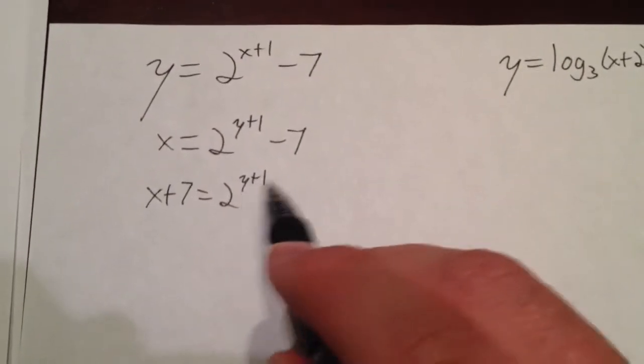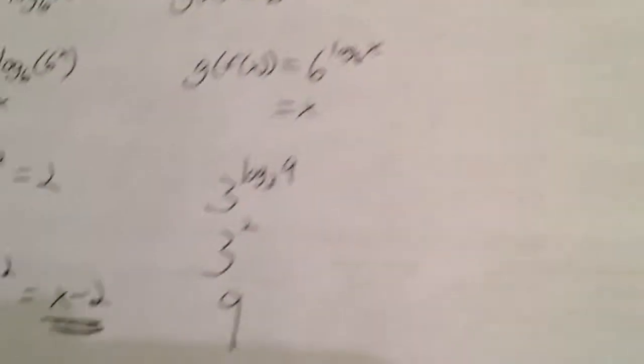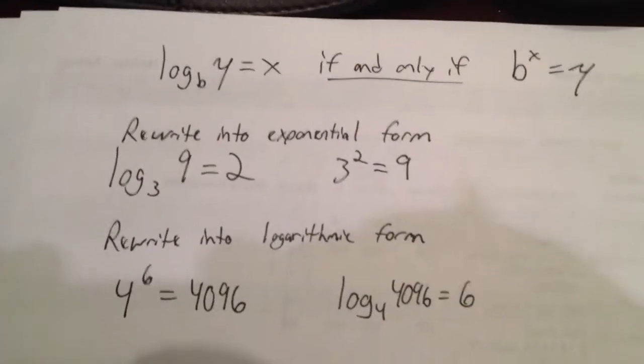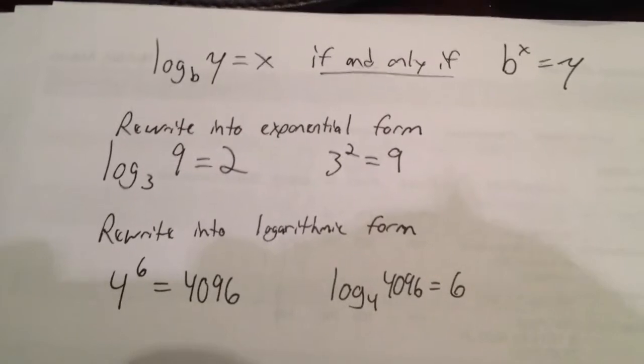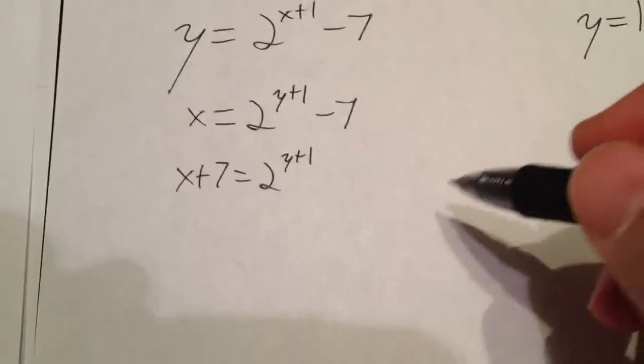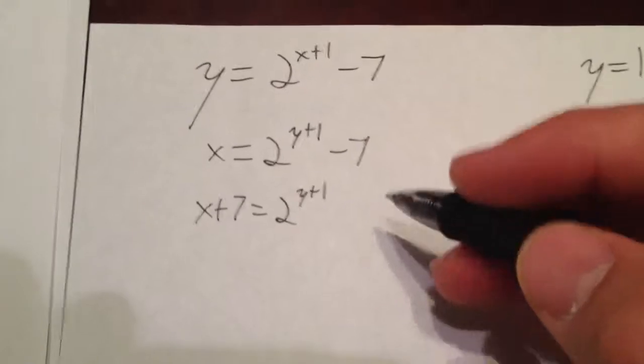Then you get this y plus 1, it's in an exponent. Well, that's where that knowledge of the fact that these things are inverses of each other comes in handy, and knowing that definition, how to rewrite from one form to another. So if I'm looking at this and I got to get this exponent out of the exponent, I want to do a logarithm. Or, in other words, I want to write this in logarithmic form.